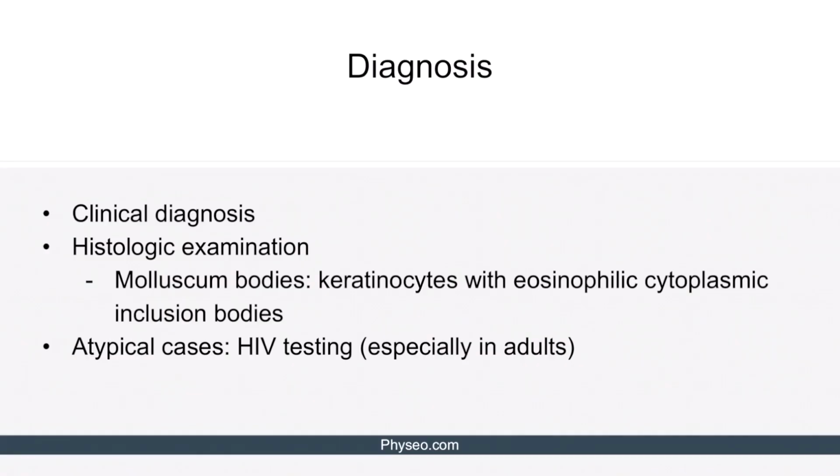The diagnosis of Molluscum contagiosum is based on history and clinical findings. On histologic examination, eosinophilic inclusion bodies can be seen within the cytoplasm of keratinocytes, and these are known as molluscum bodies. In atypical or disseminated cases, especially in adults with large or widespread lesions, HIV testing should be done, and HIV-positive cases should be treated with antiretroviral therapy.